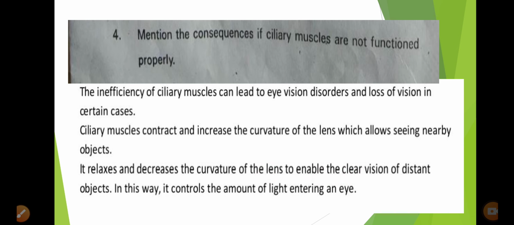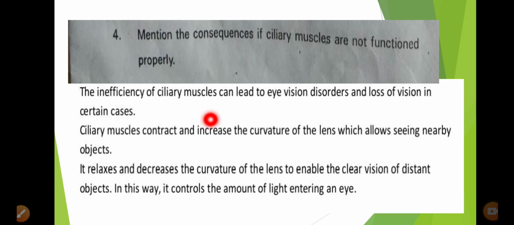So if they are not working, we cannot contract, we cannot relax. So that's why we cannot see the objects clearly. So we may lose vision in certain cases. Okay, these are the effects of the ciliary muscles.